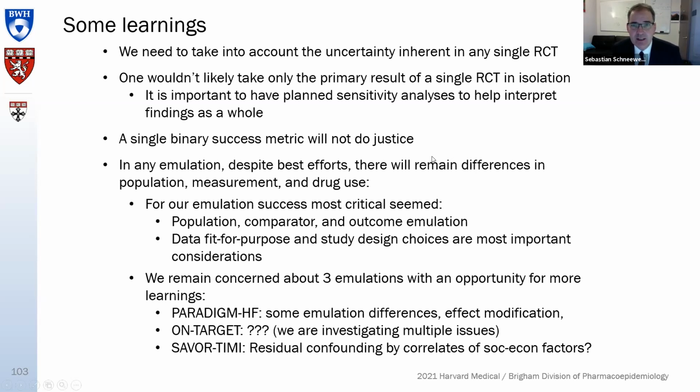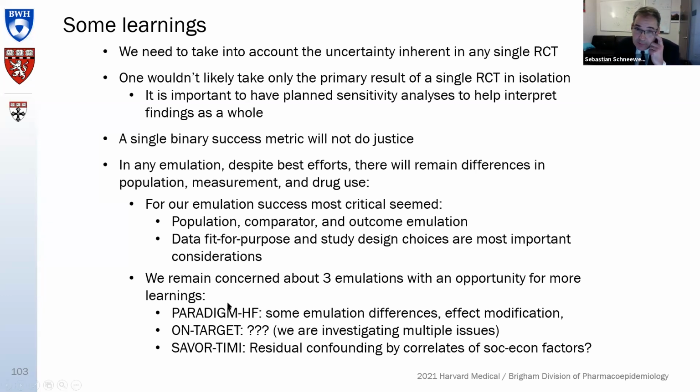You need multiple metrics. In any emulation, despite best efforts, there will remain differences, particularly in the study population, in other measurements of the outcome, and in the drug use characteristics. So that is certainly our observation, that in order for these emulation exercises to go well, you need very good measurements of population, the comparator, and the outcome. If the data are fit for purpose, the study design choices are much more important, it seems to us, than the nitty-gritty of the analytic strategy, which often doesn't have that much of an impact.